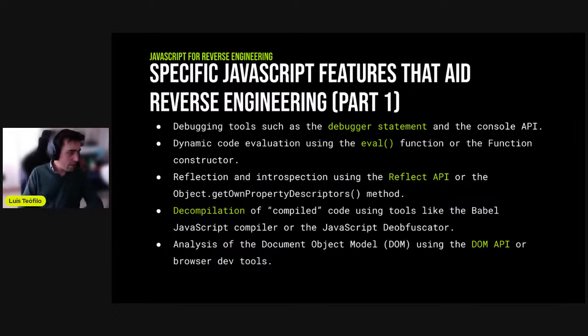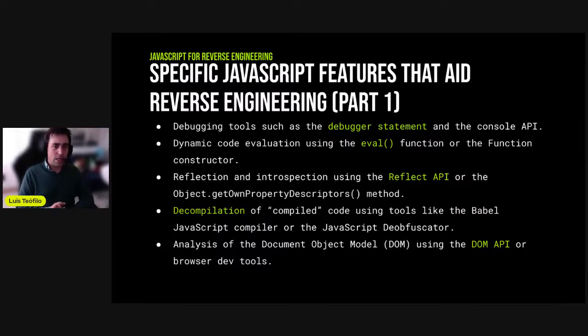Now I will go through some of the specific features that can really aid reverse engineering. I will list a few, and then I will give you concrete examples of the characteristics of the JavaScript language that we can use to help with reverse engineering applications. First of all, the debugging tools: we have the debugger statement and, of course, the console API. Those are the most basic tools. Then dynamic code evaluation: the eval function is very powerful, but also very dangerous if not used carefully. We also have the Reflect API and the getOwnPropertyDescriptor methods.